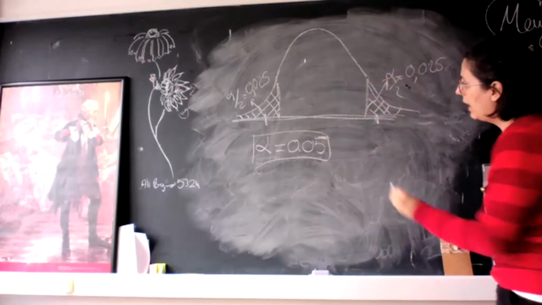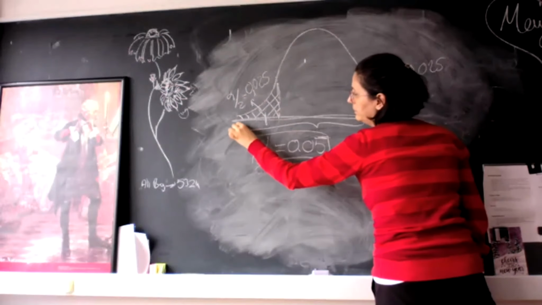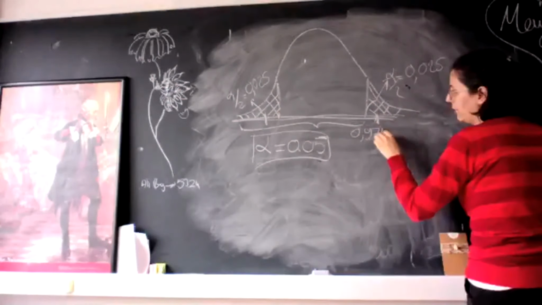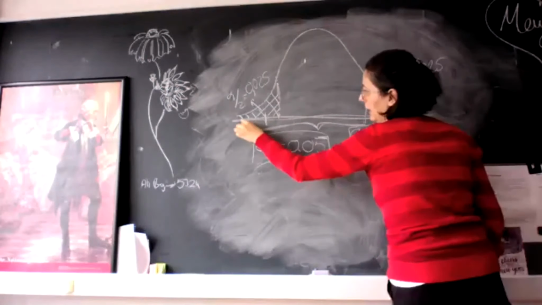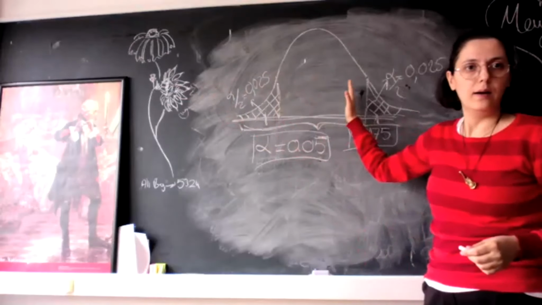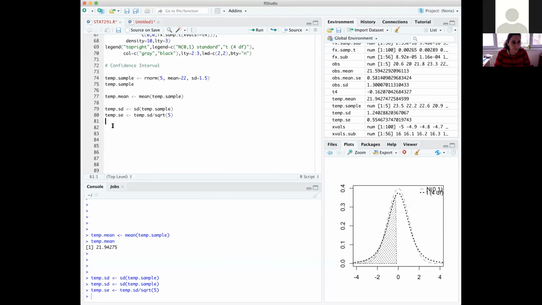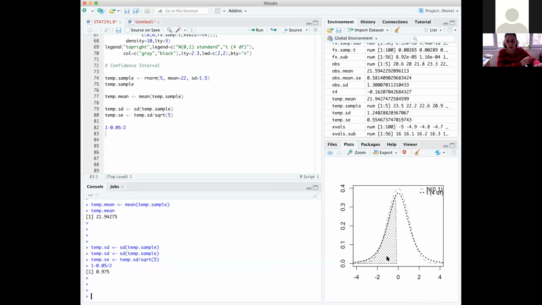Please keep in mind that R is giving this area, which is 0.975 for our alpha. Let me show you what I am talking about. So in here, let me share my R with you again. R is giving this area, 1 minus 0.05 over 2, which is 0.975. This is the area we are talking about.